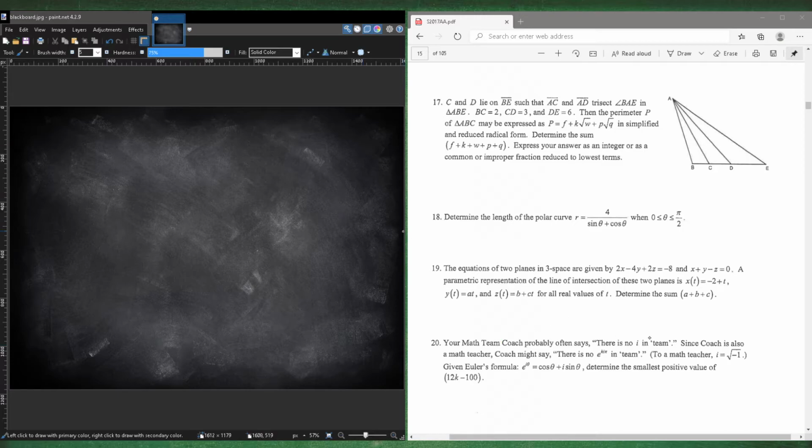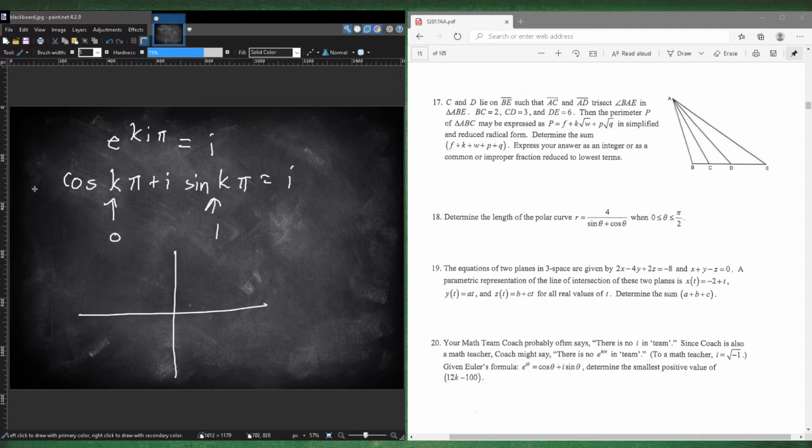So what we could do is basically e to the k i pi is equal to your i, because there's no e to the k i pi in team and there's no i in team, so they're said to equal each other. And then basically your theta is going to equal k pi. So that means you could rewrite this using Euler's formula as cosine of k pi plus i sine of k pi is equal to i. So there's only one i here, so it has to be from here. That means this sine has to be 1, and this cosine had to be 0.